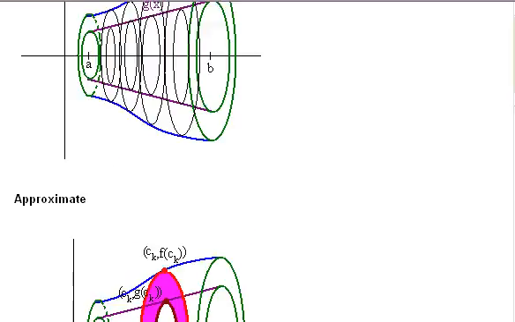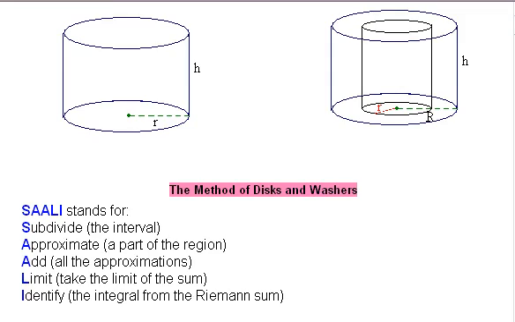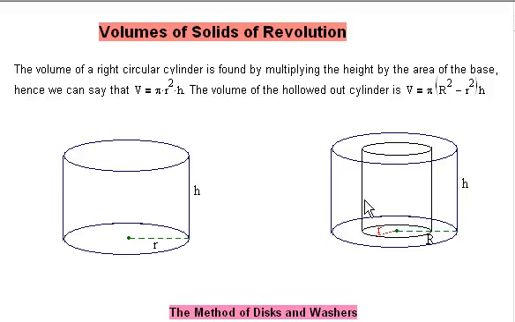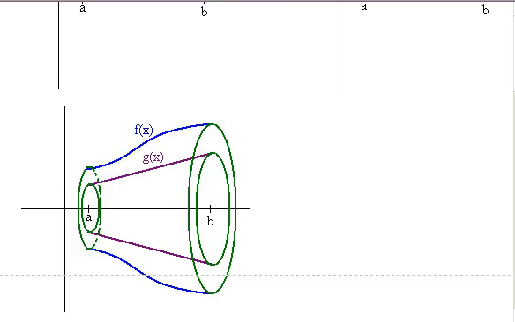And you may recall way back when we said, well, the volume of a washer, this is a washer on the other side, is pi times the outer radius squared minus the inner radius squared times the height, the thickness of the washer. So back to our problem here.